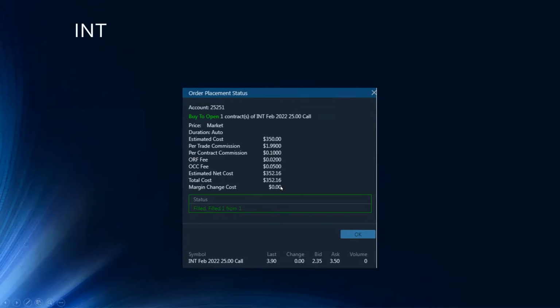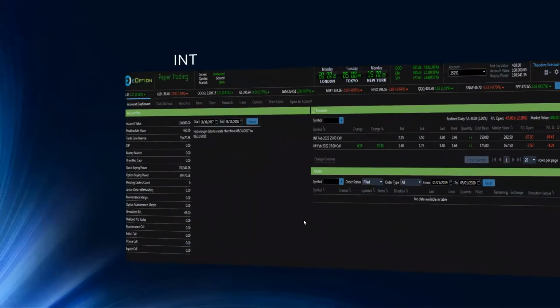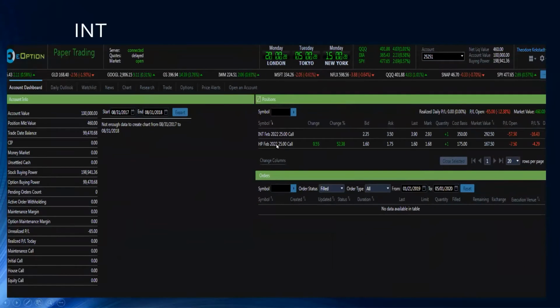Okay, so once the order is placed, again, you have this similar screen, and it tells you where you were filled, your actual cost, and it confirms total cost. This is your total risk, should your options expire worthless and you don't get out of them. Now, once you put the trade on, you can see that we already have our HP trade in there.